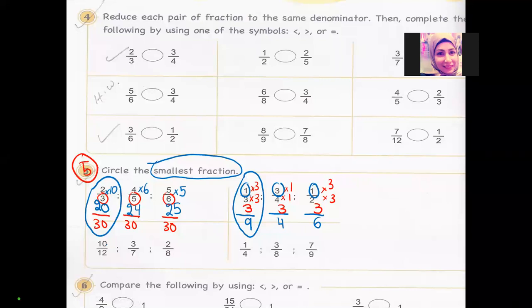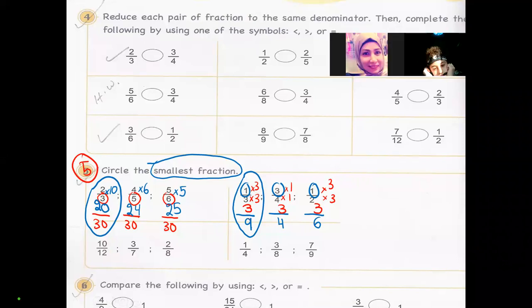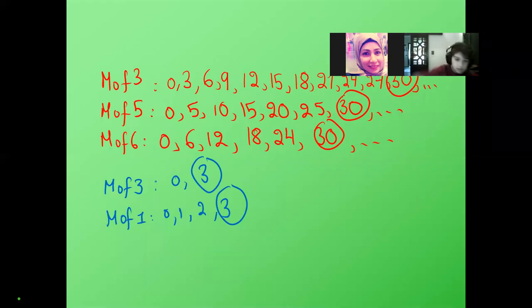How do we compare 10/12, 3/7, 2/8? The common numerator is 30. Bravo. So you are finding table 10, table 3, and table 2. Yes? Okay, let me write table 10, 3, and 2. Table 10, table 3 and table 2. Come on Majid, start.